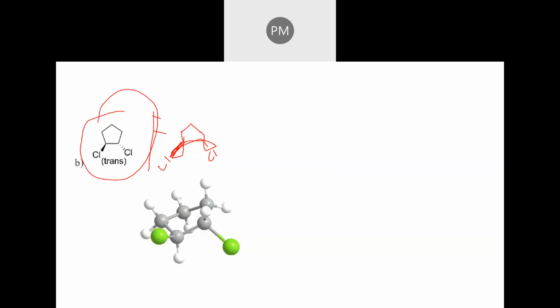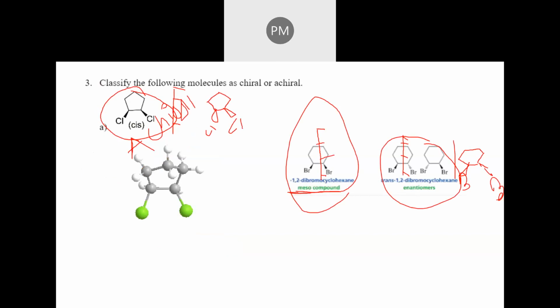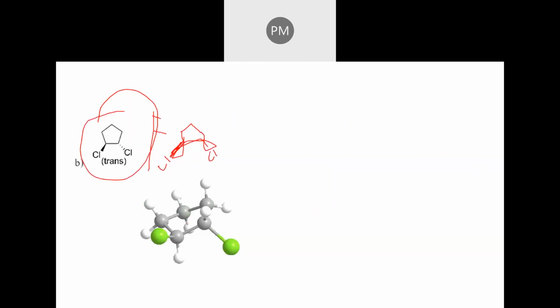When these two chlorides are in the trans conformation, trans meaning one is above and one is down, then that molecule will be a chiral compound. And when they are in the cis conformation, they would be an achiral compound.